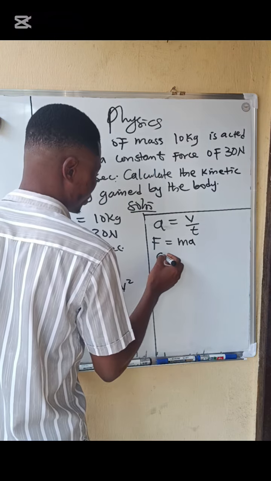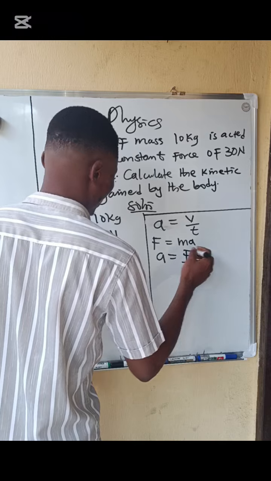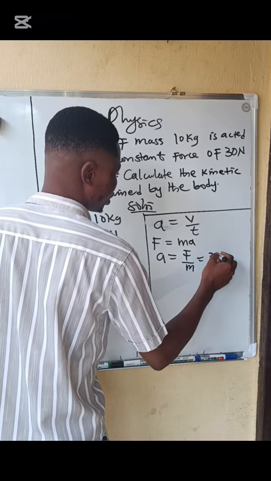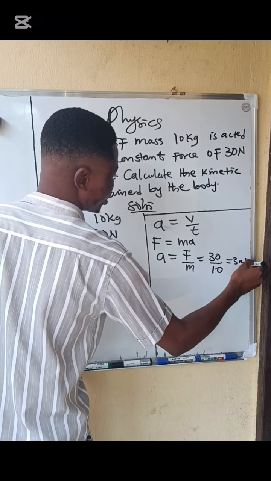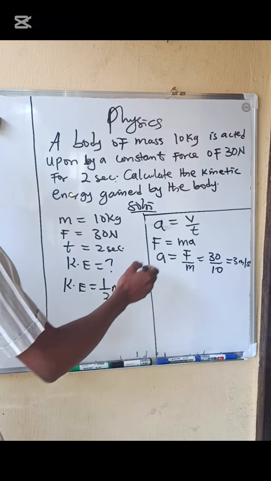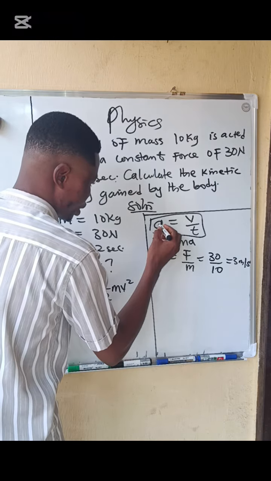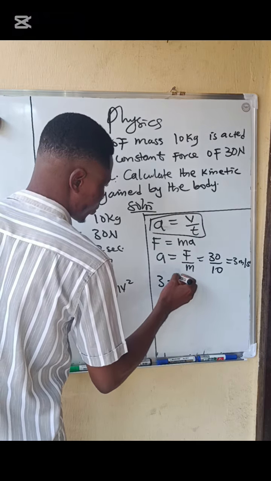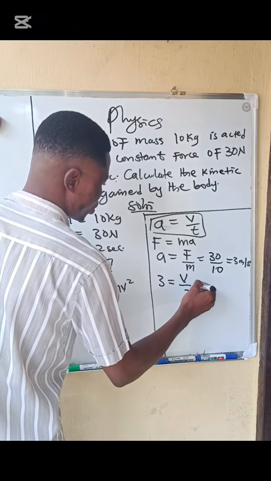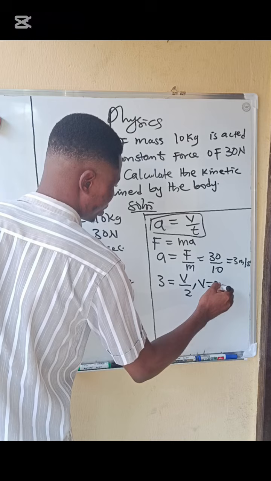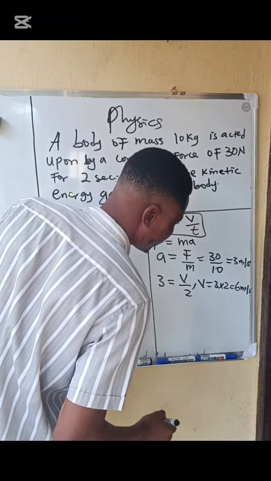Let's see, our a equals F divided by m, equals 30 divided by 10. So we have 3 meter per second squared. So what next? We go back to this formula to find our v. You know that from here, a is 3, equals v over t, t is 2. So we can have that v equals 3 times 2. Then v is 6 meter per second.